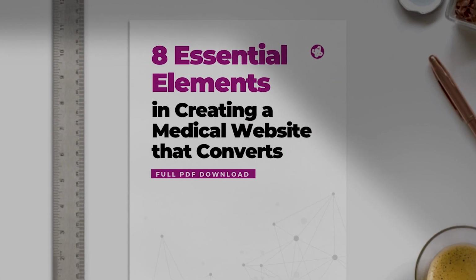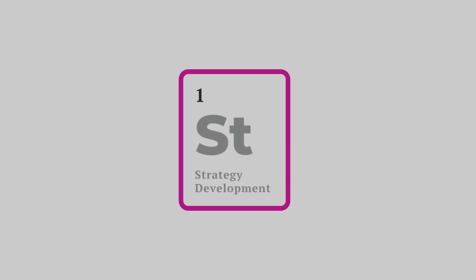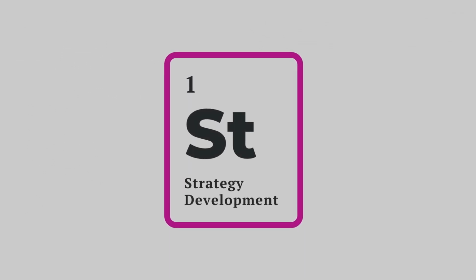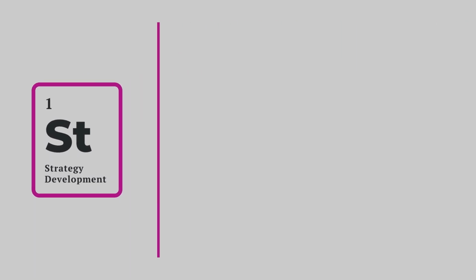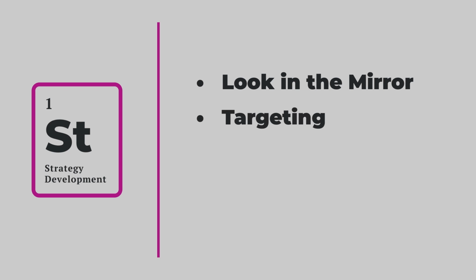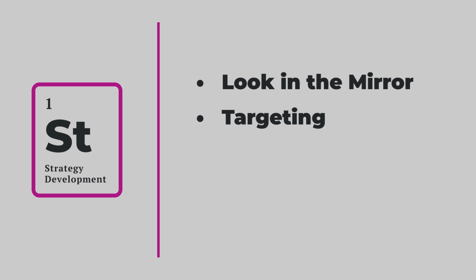So without further ado, let's get started. Element 1 is going to be strategy. You want to make sure that before you do anything, you start with a good strategy. This is where you'll be taking a look at yourself, figuring out exactly who you are. You'll be looking at targeting and looking at your audience and figuring out exactly what your audience's needs are. You'll also be defining your goals.